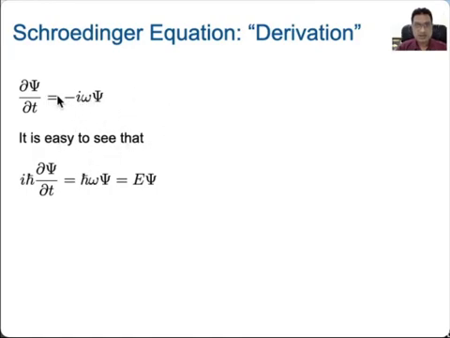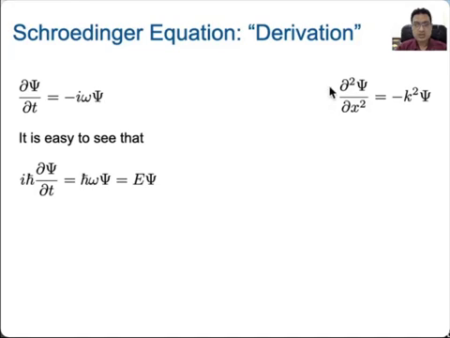It is easy to see that if we multiply this quantity by iħ on the left hand side, there is a minus i, so i² times... two times i will be i squared, and this i² will give minus, so minus minus 1 will be plus, ħω will be Eψ. So it is easy to see that this partial differentiation of your wave function with respect to time can be easily related to the energy times the wave function.